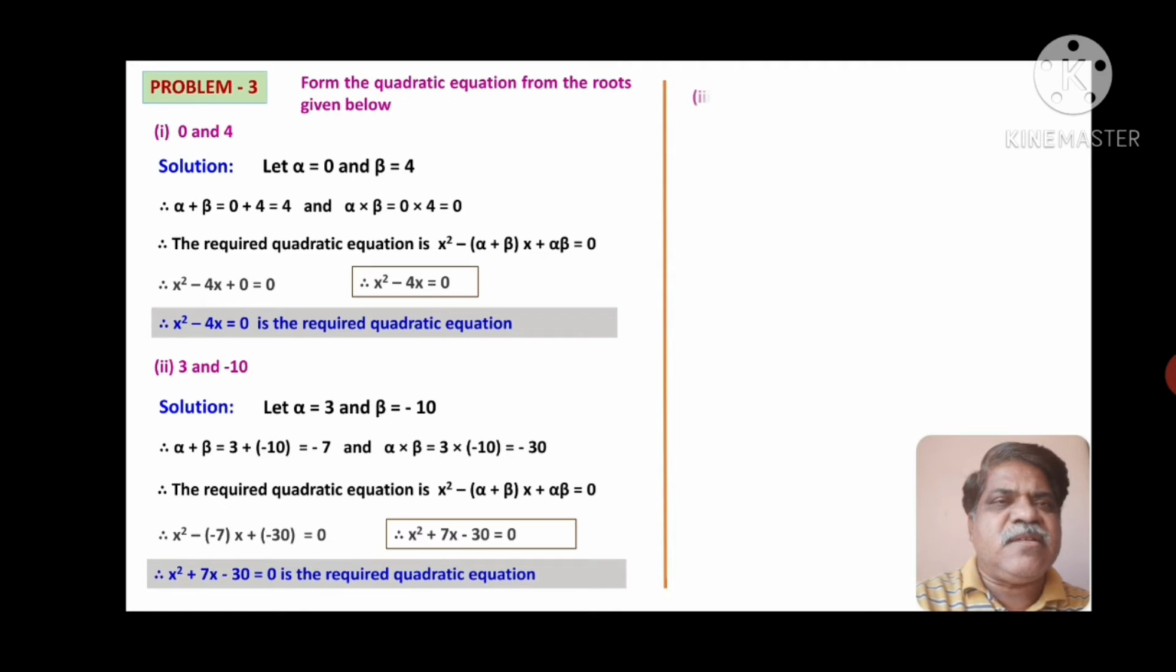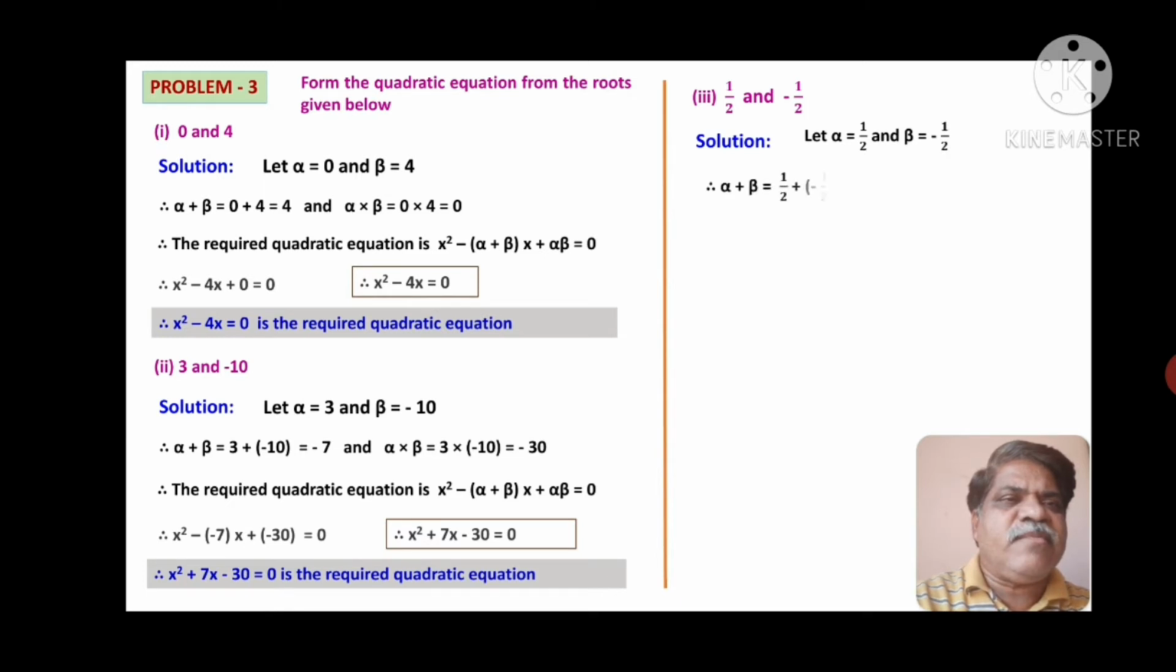Let us see the third one. 1 by 2 and minus 1 upon 2 are the roots. Let alpha is equal to 1 upon 2 and beta is equal to minus 1 upon 2. Therefore, alpha plus beta is equal to half plus (minus half), which is equal to half minus half, that is 0. And alpha into beta is equal to half into minus half, which will be equal to minus 1/4.